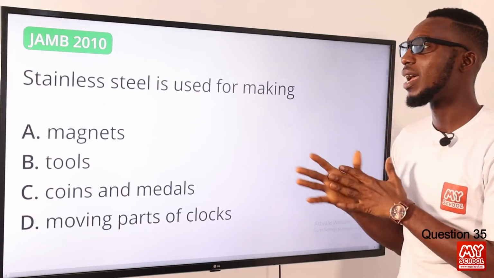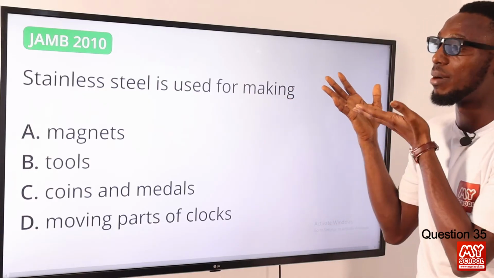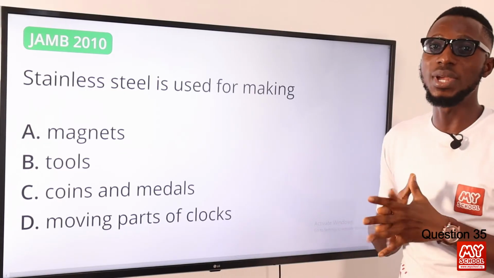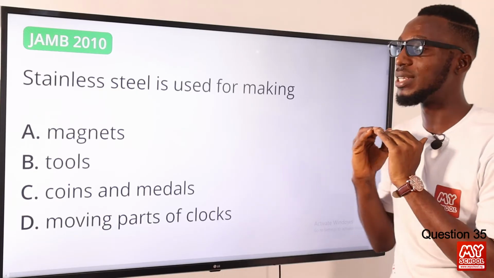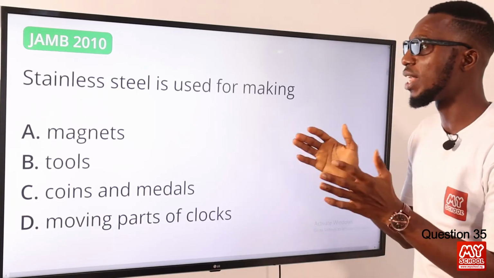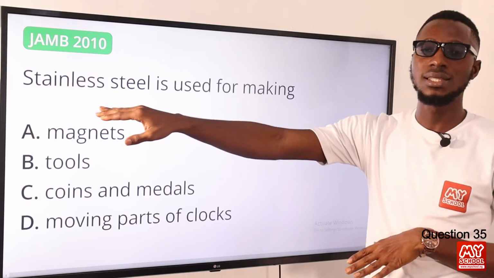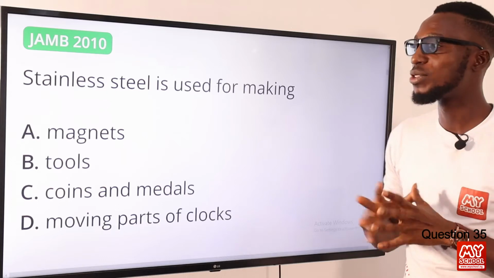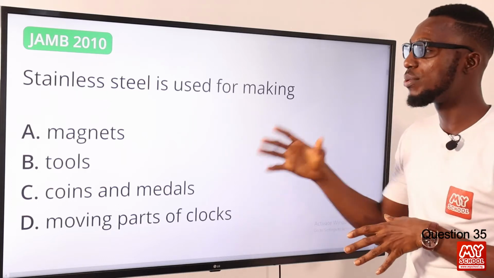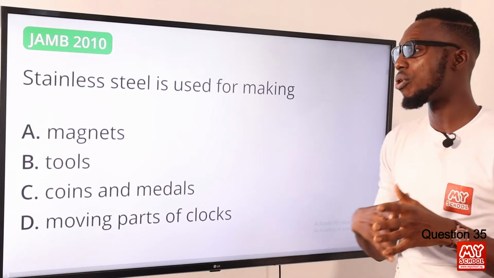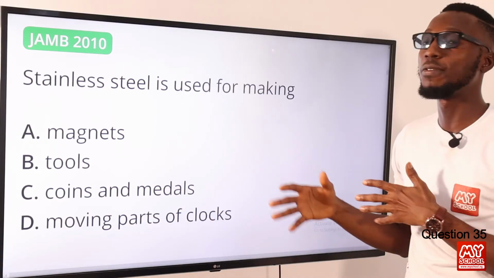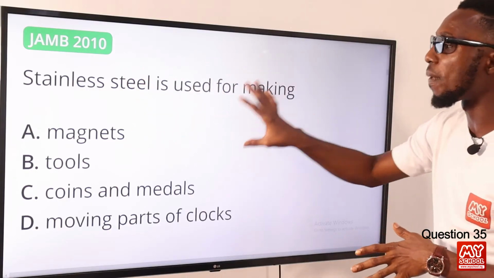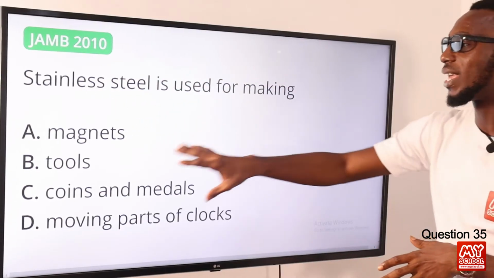So you can see chromium is 24, iron is 26, then nickel is 28. So we are talking about the transition elements right here. They come together and we have stainless steel. Stainless steel is very hard, it is resistant to corrosion, and it has an attractive appearance. So you can use it for tools, your cutlery, and even surgical instruments. So stainless steel is used for making tools.